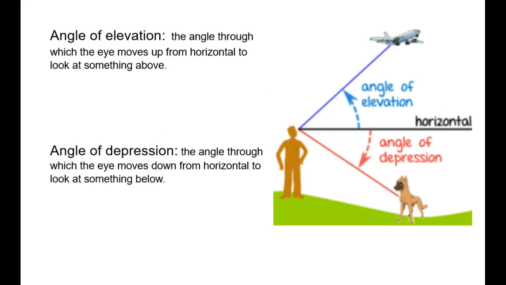Before we go through some examples, we need to understand the difference between angle of elevation and angle of depression. If we're looking horizontally and the angle we're using as our reference is going up, that's the angle of elevation. If we're looking horizontally and the angle we're using as our reference is going down, that's the angle of depression.